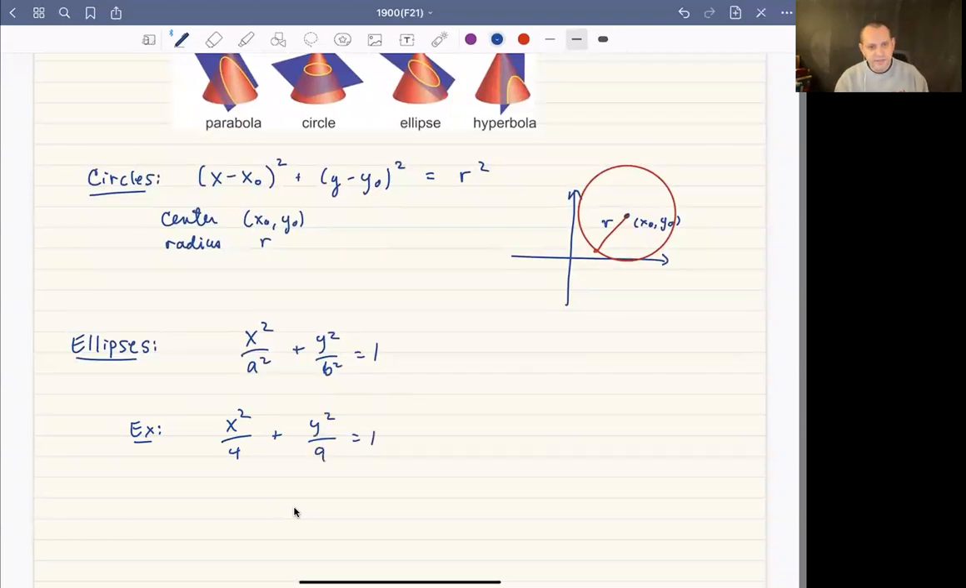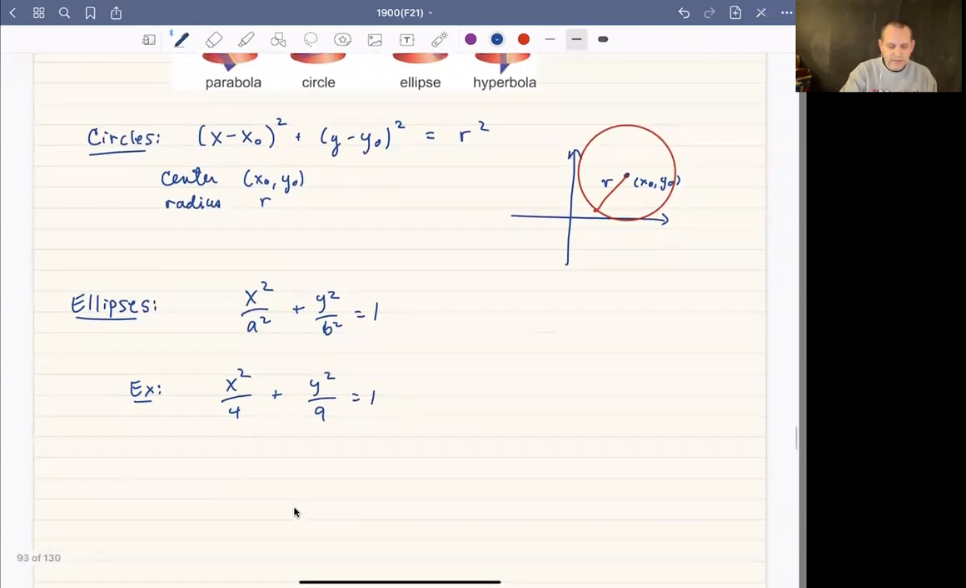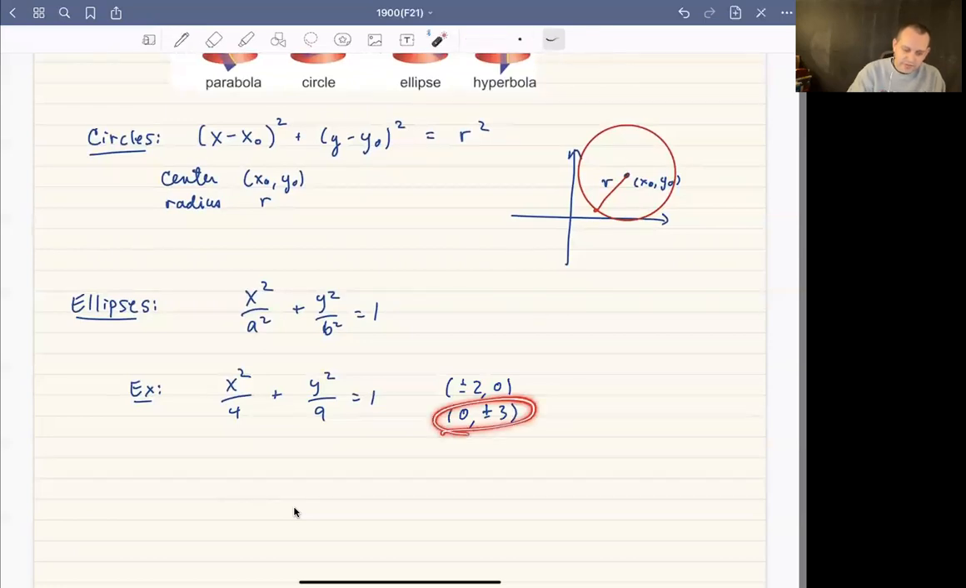Here, if y is equal to 0, then x squared is going to be equal to 4, so x is plus or minus 2. And so we have the points plus or minus 2, 0. And likewise, if x is equal to 0, we get y is plus or minus 3. These outer points here are specifically referred to as the vertices.